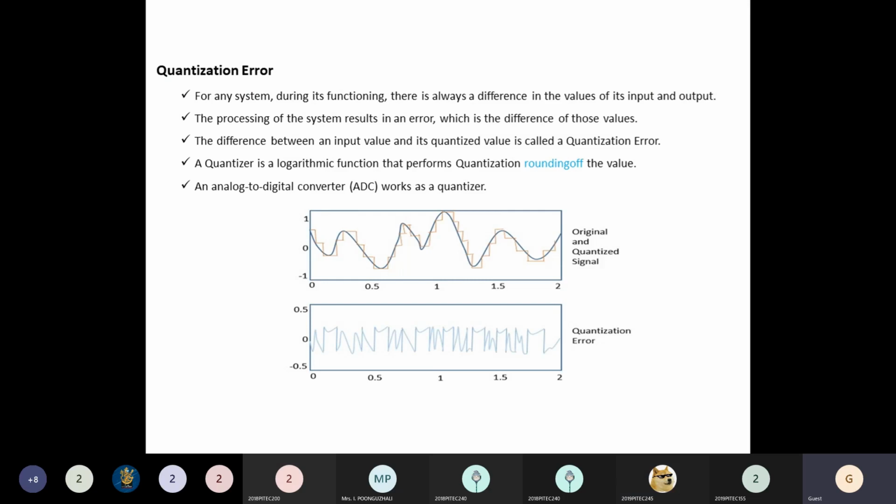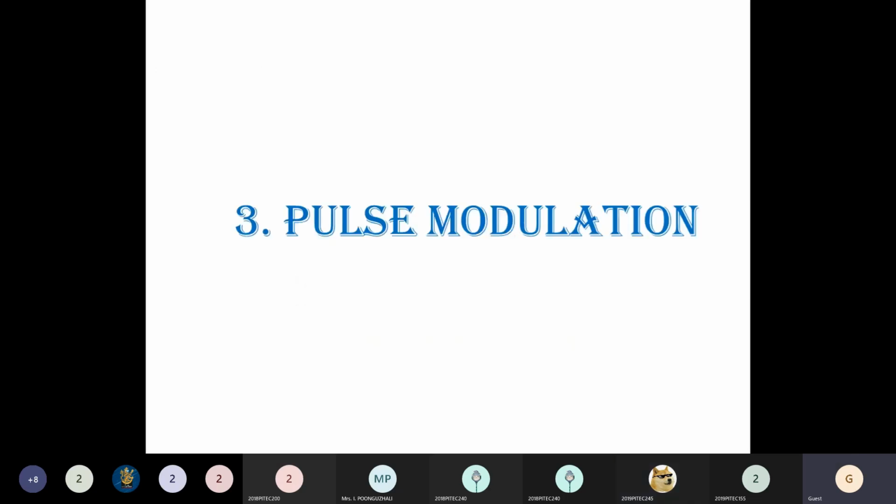Next, one of the important things we have to know is the quantization error: the difference between the actual input and the quantized input is said to be a quantization error. We can simply define it as the difference between an input value and its quantized value. The quantizer is a logarithmic function that performs quantization rounding of the value. An analog to digital converter, ADC, works as a quantizer. Those are the important parameters.